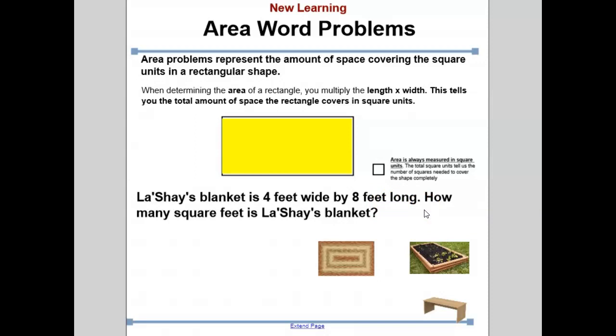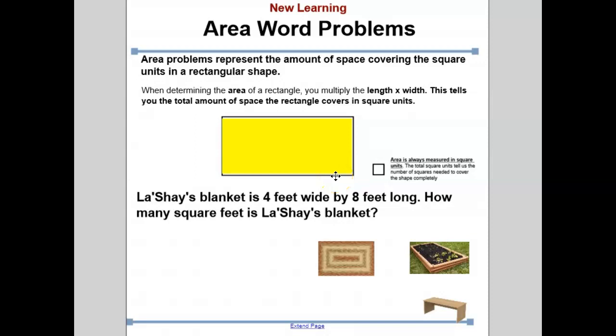I knew that this was an area problem right away because it asked me the total number of square feet in Lachey's blanket. It didn't just refer to the edge or the border of Shay's blanket. It asked for the total square feet of the entire blanket. Remember, area is always measured in square units. The total square units tells us the total number of squares needed to cover the shape completely.